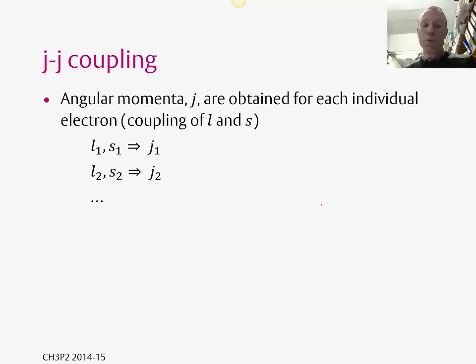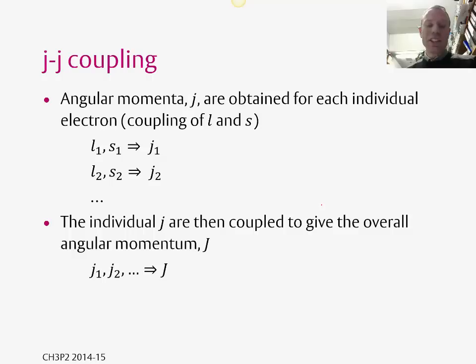So what we do in JJ coupling is to couple the individual momenta for the individual electrons separately. So we'd couple L1 and S1, the orbital angular momentum and the spin angular momentum for electron 1, to give us our total angular momentum for electron 1, and then we do the same for electron 2, and so on. We then couple these J values to give the overall angular momentum, capital J. So you can see why this is called JJ coupling, because we're working out the individual J values and then coupling those to give our final value of J.